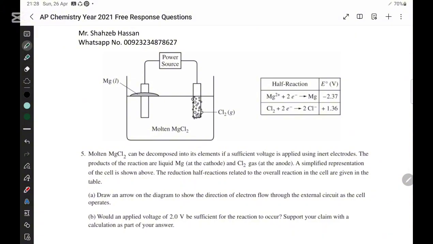So in this question, they have given us an electrolytic cell in which we have magnesium and chlorine, and we have MgCl2 in molten form. So MgCl2 in molten form contains Mg2+ ions and Cl- ions. In an electrolytic cell, there is a rule that cations always go towards the cathode and anions always go towards the anode. So chloride will go towards the anode. So this is the anode and this is going to be the cathode.